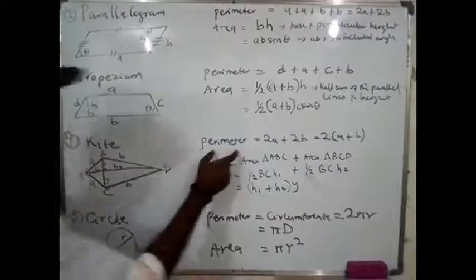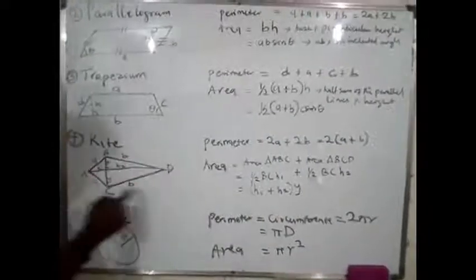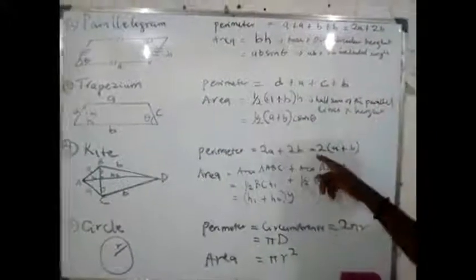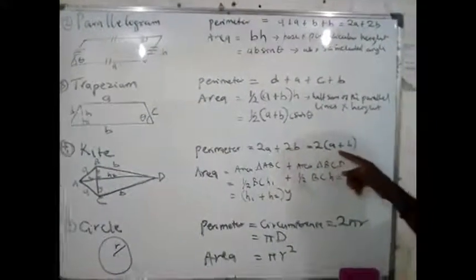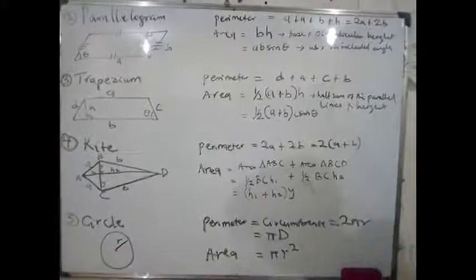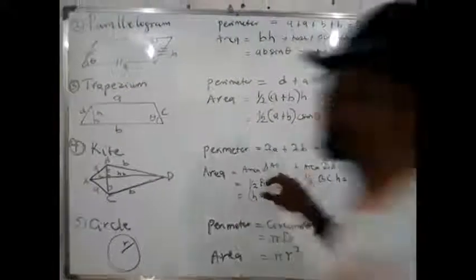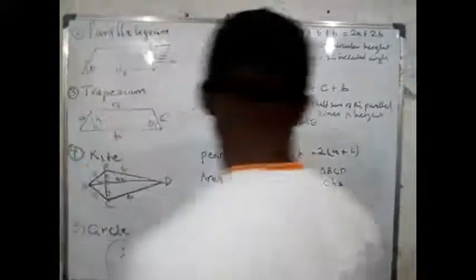Then a kite is a shape that has these two sides equal and this other side equal. So the perimeter will simply be this plus this plus this plus this, which will give us 2a plus 2b. Is that clear? Yes, sir. You factor 2 out, you have 2 in brackets, a plus b. And the area is simply the area of the triangle ABC. Is that clear? Yes, sir.